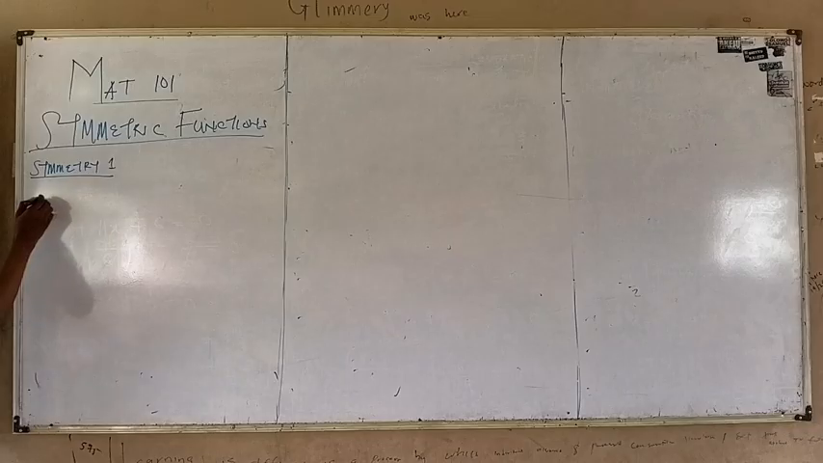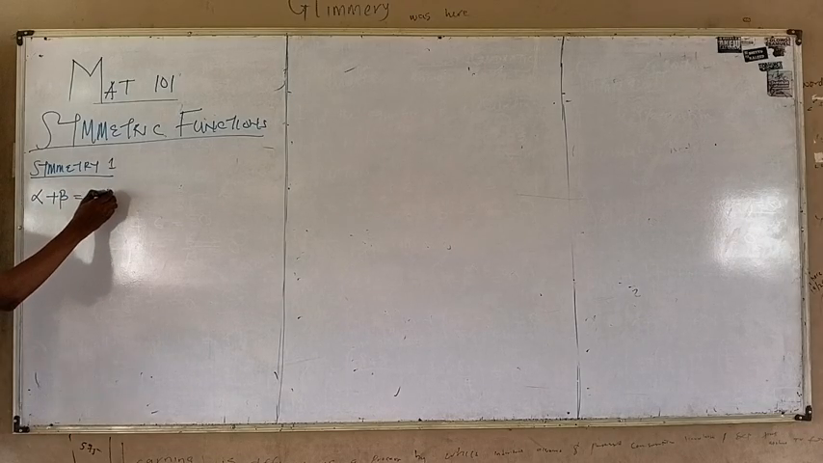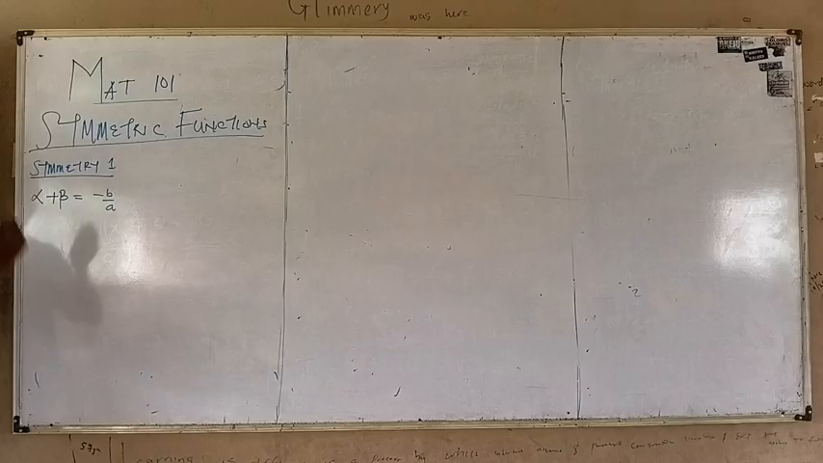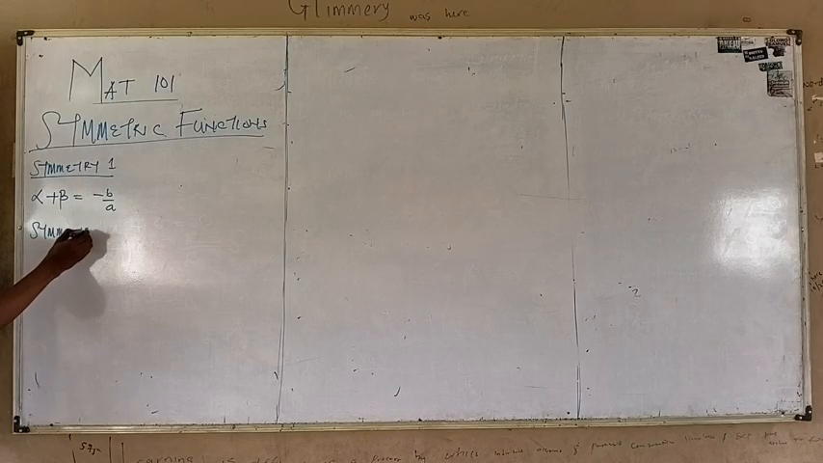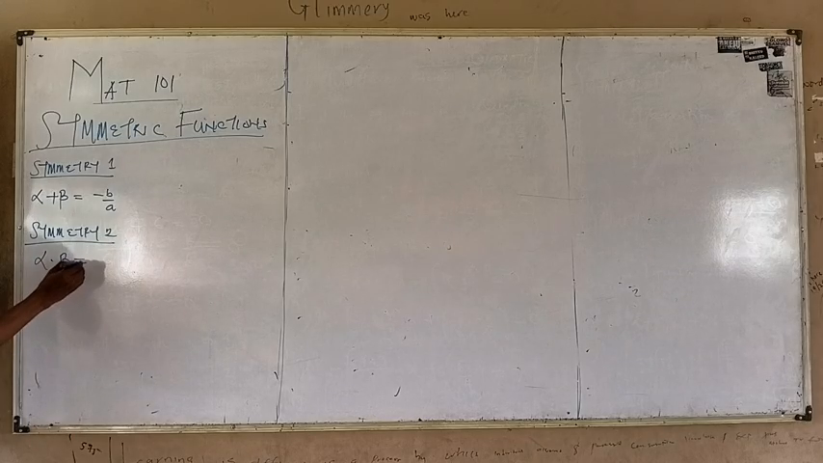The first one you should know is that anytime you see alpha plus beta, it's always what? Minus b over a. That's the first symmetry you should know. Symmetry 2. Anytime you have alpha dot beta, it's always what? C over a. That's symmetry 2.